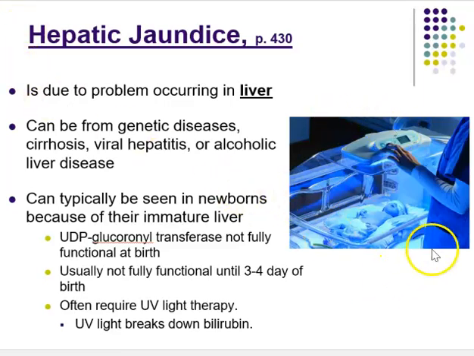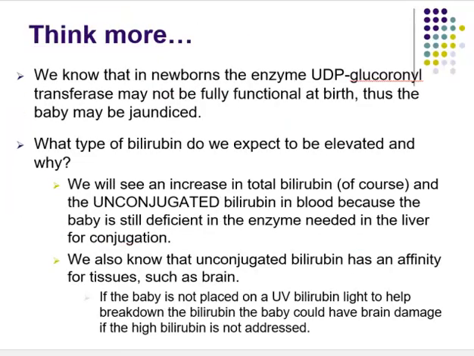If you look over here to the right, you'll see a baby in a little chamber, and it's undergoing UV light therapy to help break down bilirubin. So let's think about this situation. If we know that in newborns the enzyme UDP is not fully functional at birth, a lot of times our babies may be jaundiced. So what type of bilirubin do you expect to be elevated and why?